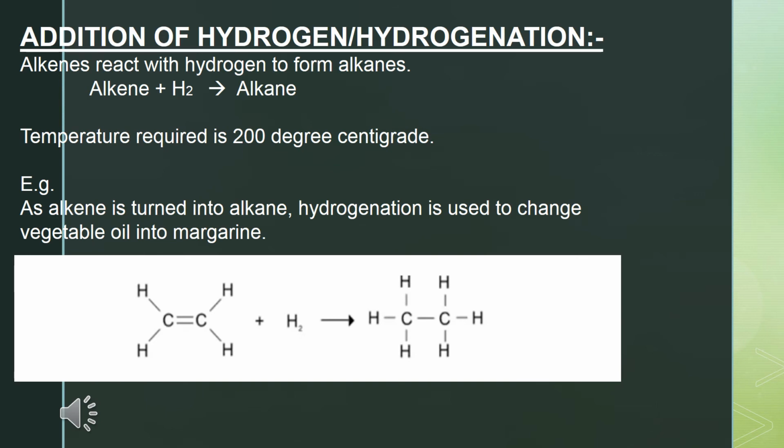If we talk about the process, it requires some temperature as well, and the required temperature is 200 degrees Celsius. At this temperature, the alkene reacts with hydrogen and gets converted into an alkane. For example, just as an alkene is turned into an alkane, hydrogenation is used to change vegetable oil into margarine. Oils are unsaturated, I repeat, and they contain carbon-carbon double bonds. So when hydrogen is added to vegetable oil, it gets converted into margarine.